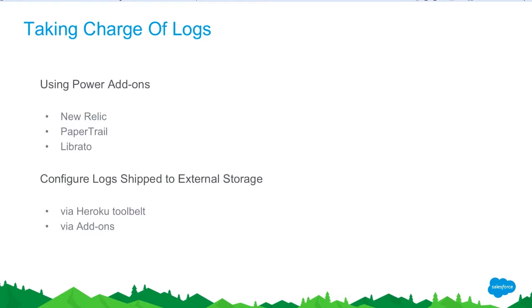So how do you take charge of the logs? Heroku gives you a way to either install a very powerful add-on, and you can choose the one that you like more, or the one that you have worked with in the past. But you can also configure the logs to be sent over to, let's say, your Amazon S3 bucket. You can take the logs using the Heroku toolbelt, using the command line, and you say heroku drains, and it will send the logs to your syslog server or to your HTTPS server.